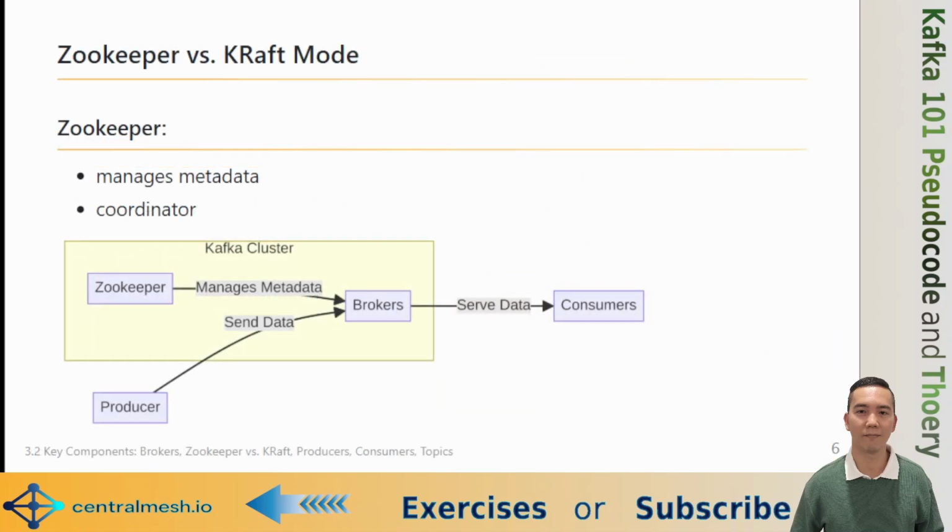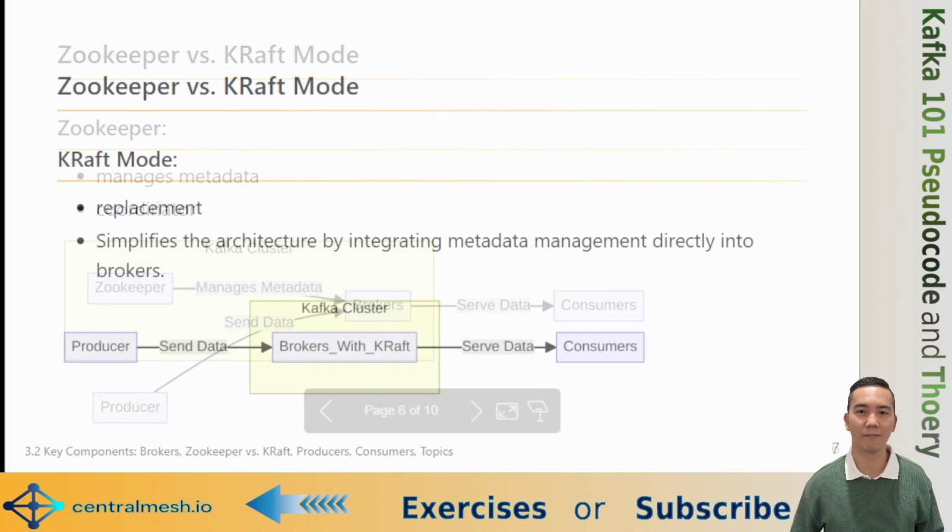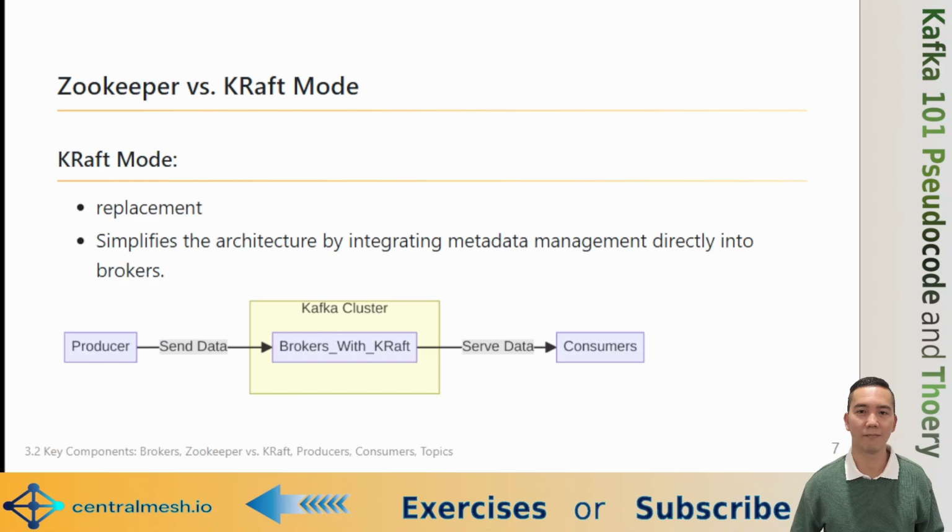Let's talk about the two modes of metadata management, Zookeeper and KRaft. Right now, Kafka relies on Zookeeper. Zookeeper is like a coordinator that ensures the brokers are working together, managing metadata such as controller election and topic configurations. It's essential for keeping everything synchronized in a distributed system. Zookeeper will soon be replaced by KRaft mode, which is a self-managed system where Kafka handles all the metadata internally. This will simplify the architecture and improve performance.